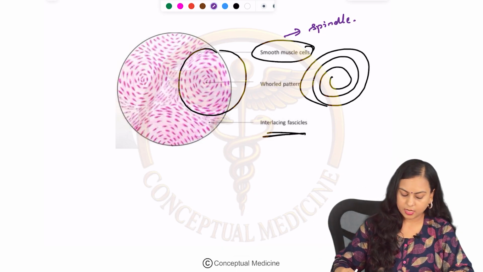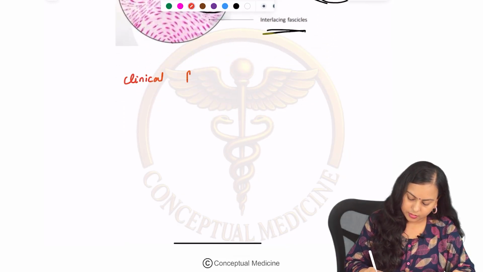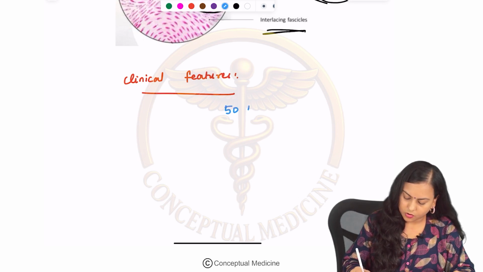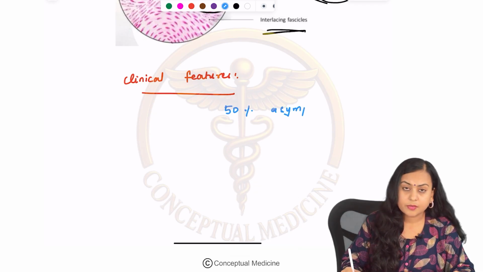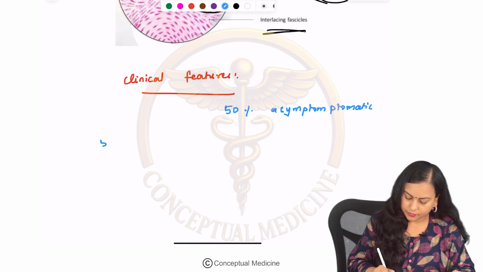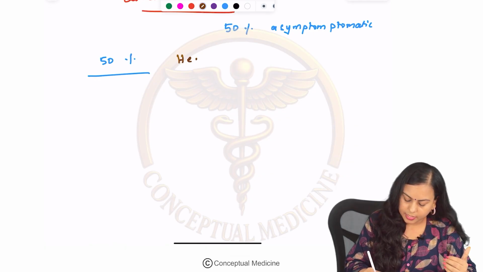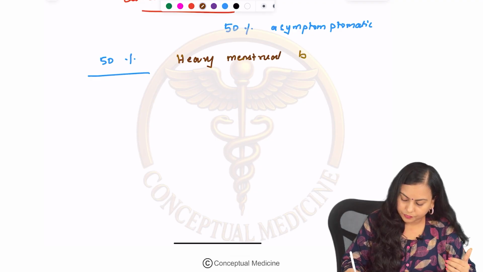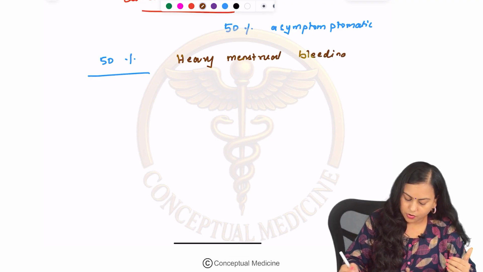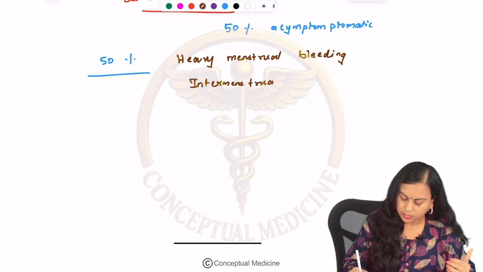Okay, right. Now if we see the clinical features, 50% of them are going to be asymptomatic only, and the rest of the 50% can present with any symptoms, like they can present with heavy menstrual bleeding or intermenstrual bleeding.